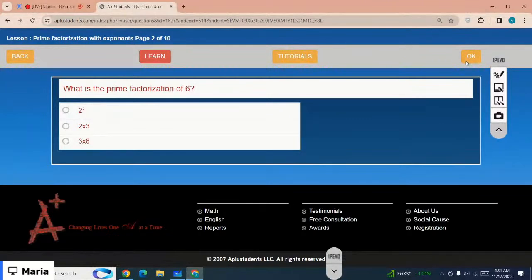Okay, what is the prime factorization of 6? You can write in exponent form if you have the same number multiplying by itself, right? So what is the prime factorization of 6? The prime factorization of 6 is, yes, just 2 times 3. You cannot write them in exponent form, right?